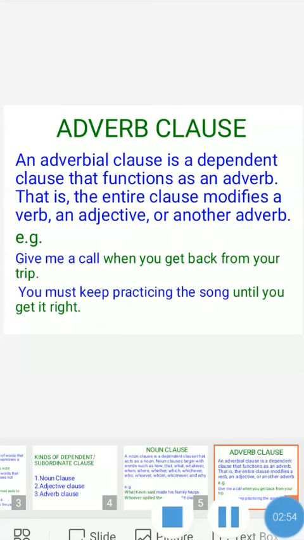Next is adverb clause. An adverbial clause is a dependent clause that functions as an adverb. That is, the entire clause modifies a verb, an adjective, or another adverb. Example, give me a call when you get back from your trip. You must keep practicing the song until you get it right.